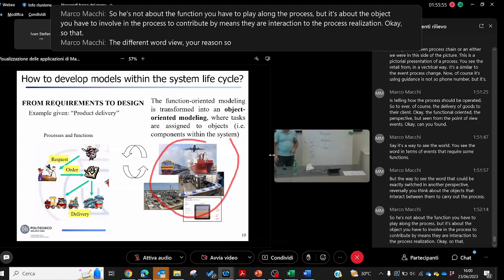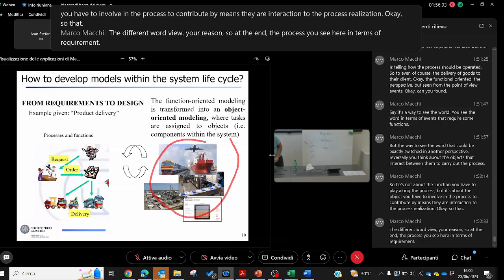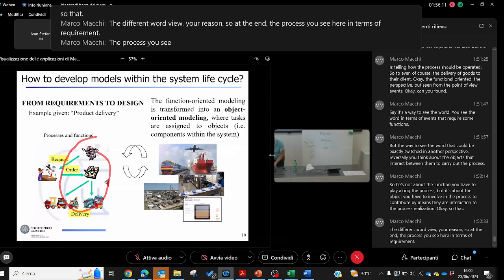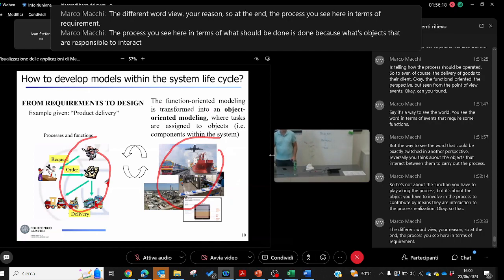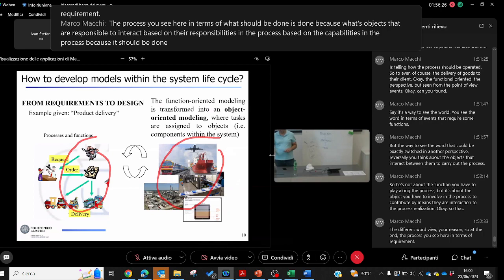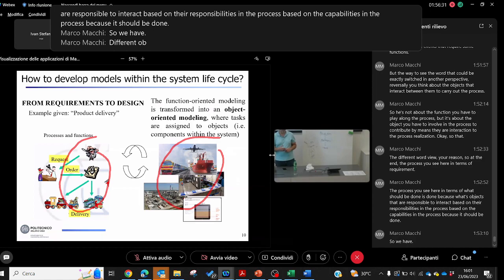So at the end, the process you see here in terms of what should be done is done because we have objects that are responsible to interact based on their responsibilities in the process, based on their capabilities in the process. So we have different objects that interact to carry out the process.